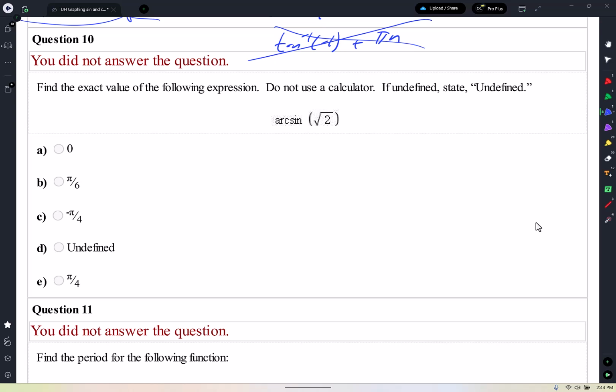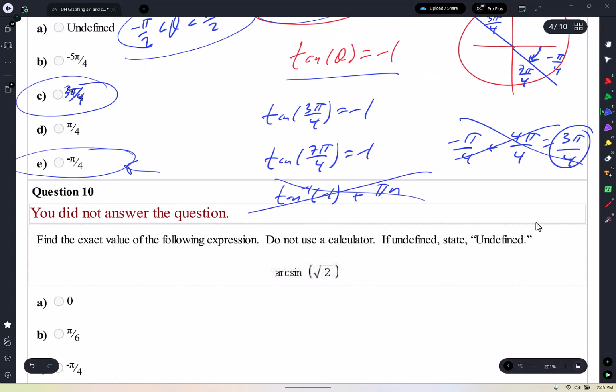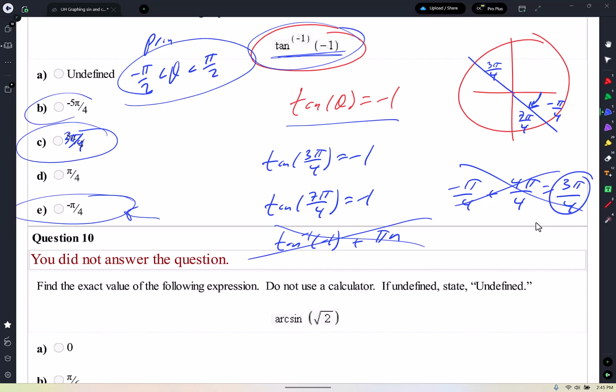Okay. Say it again. Yeah, that would also work. Wait, hold on. Yeah, because that would be in quadrant 2. All right, and I think that one was in there. Check it out. It was in there.